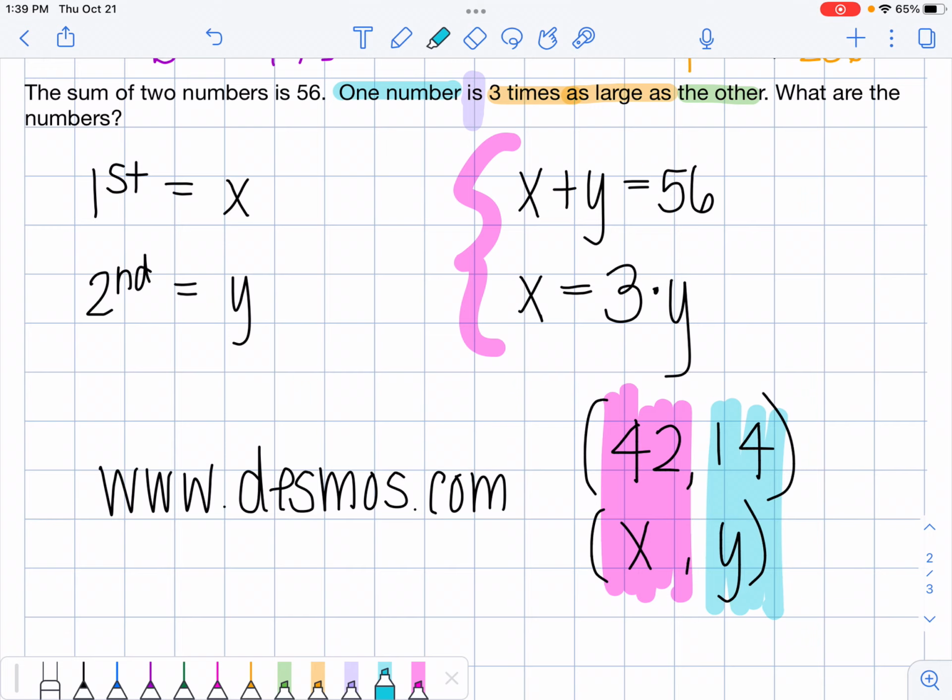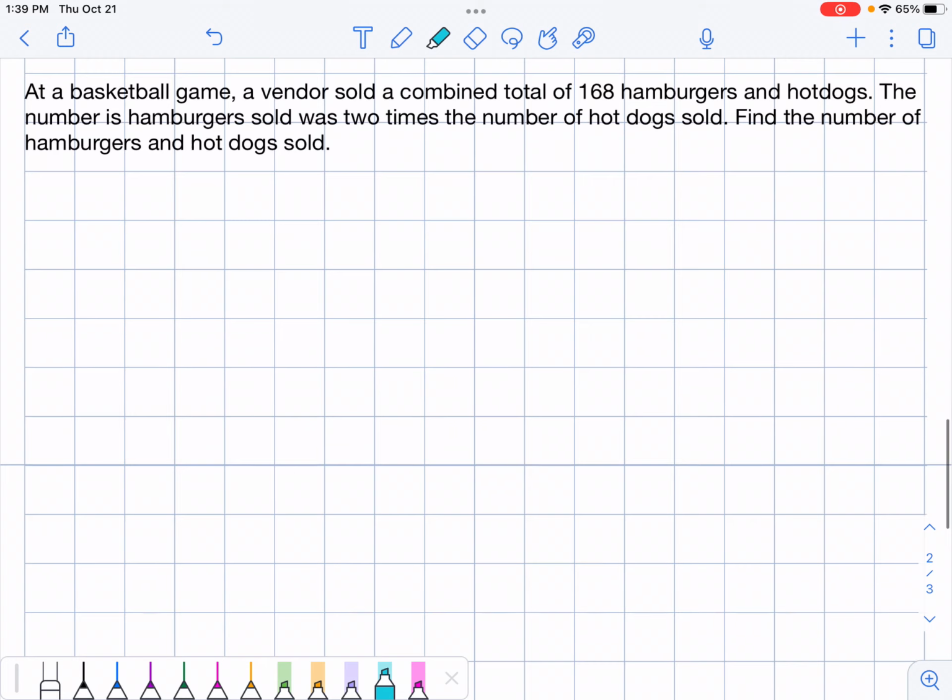Okay, last example. At a basketball game, a vendor sold a combined total of 168 hamburgers and hot dogs. The number of hamburgers sold was 2 times the number of hot dogs sold. Find the number of hamburgers and hot dogs sold. Okay, so here we go with our decoding. So first thing I notice, I have a combined total of 168 hamburgers and hot dogs.